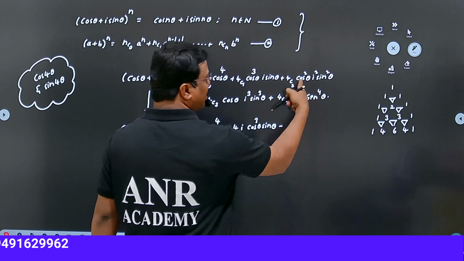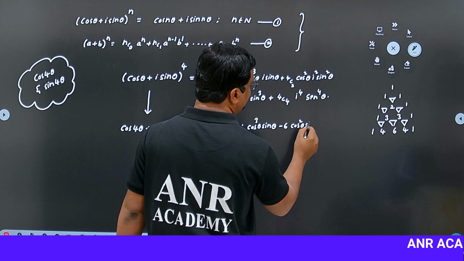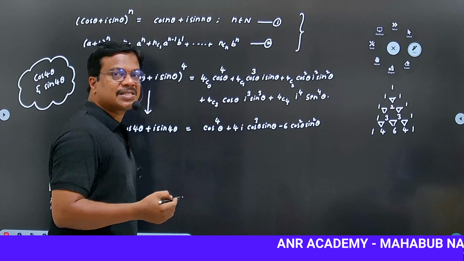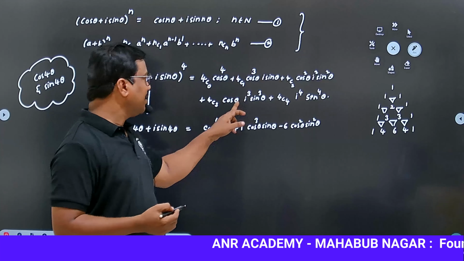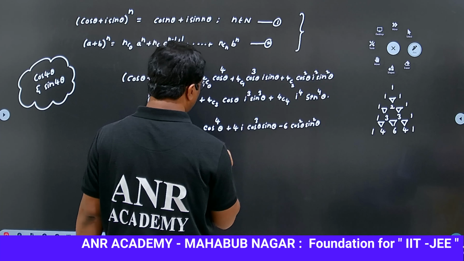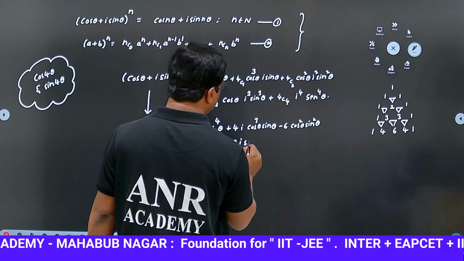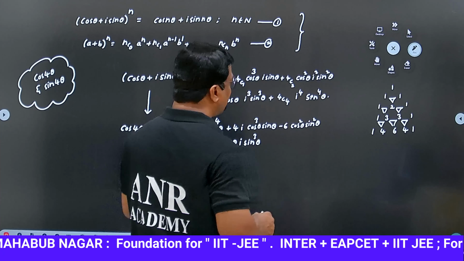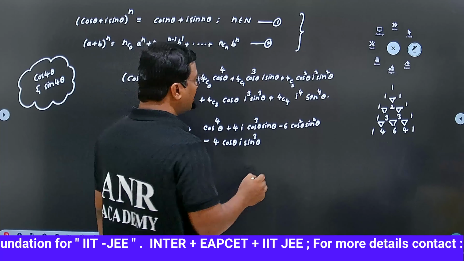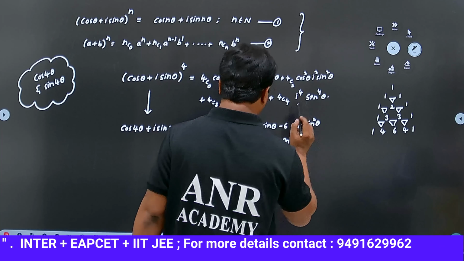i squared value is minus 1, 4C2 value 6, so that is minus 6, remaining cos^2 theta sin^2 theta. And then i cubed is nothing but i squared into i, i squared value minus 1, so that we get minus 4C3 value 4, cos theta and i sin^3 theta. Next, i^4 value, i squared whole squared, nothing but (minus 1) whole squared, becomes plus 1, and also 4C4 value 1. So the final term is sin^4 theta.